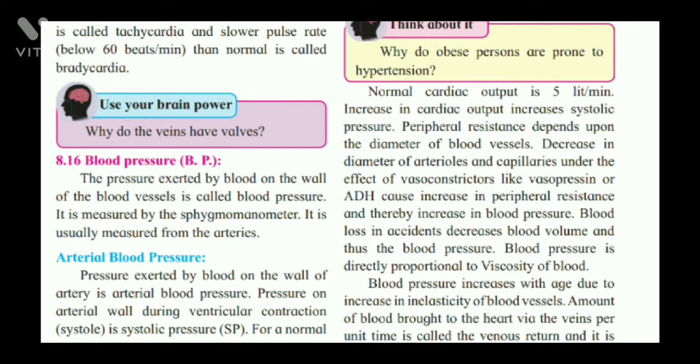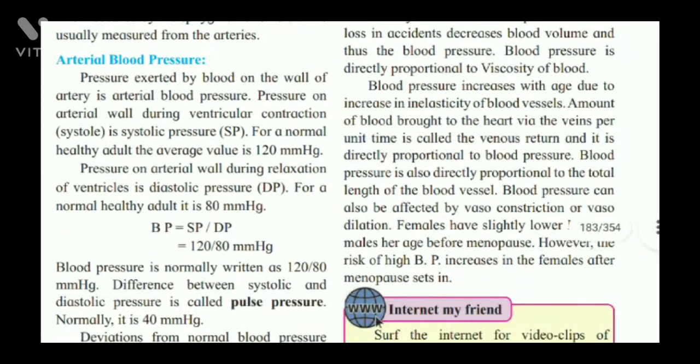Blood loss in accidents decreases blood volume and thus the blood pressure. Blood pressure is directly proportional to viscosity of blood. Blood pressure increases with age due to increase in inelasticity of blood vessels. Amount of blood brought to the heart via the veins per unit time is called venous return, and it is directly proportional to blood pressure. Blood pressure is also directly proportional to the total length of the blood vessels. Blood pressure can also be affected by vasoconstriction or vasodilation. Females have slightly lower blood pressure than males of their age before menopause. However, the risk of high BP increases in females after menopause sets in.